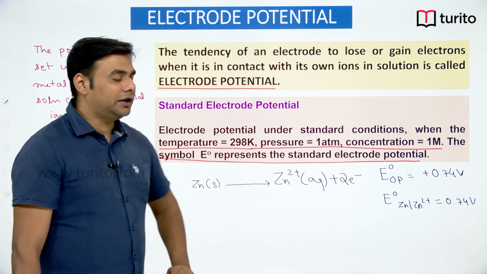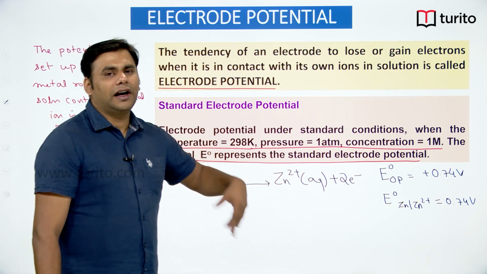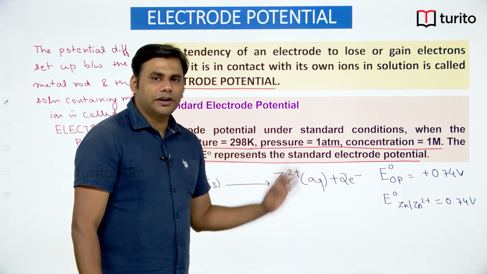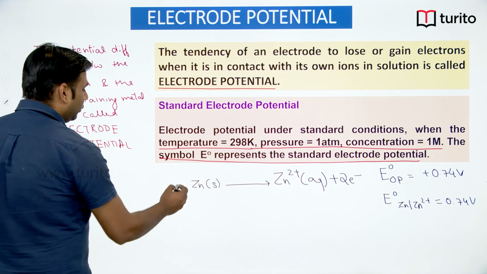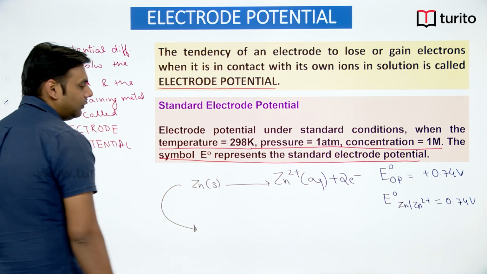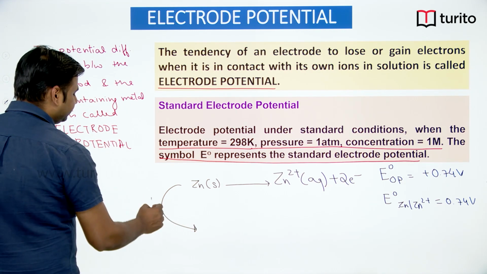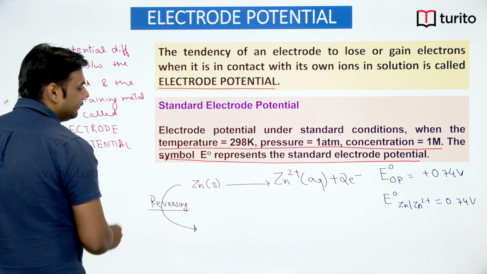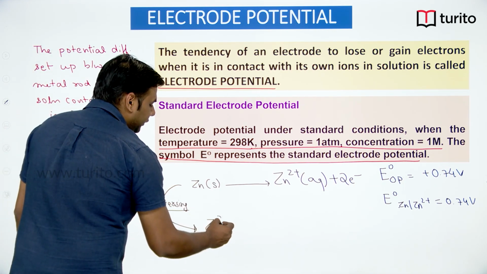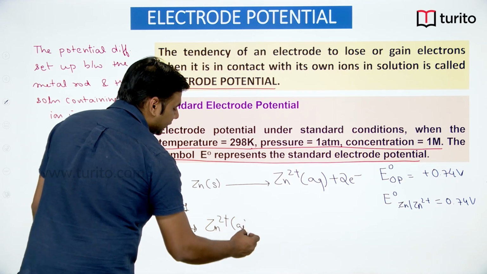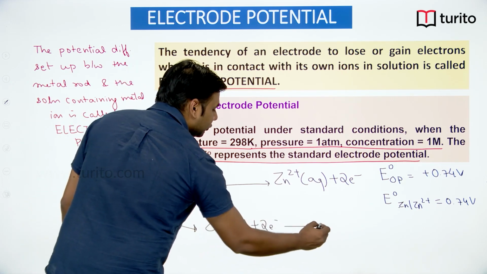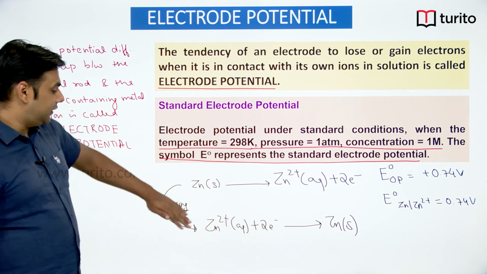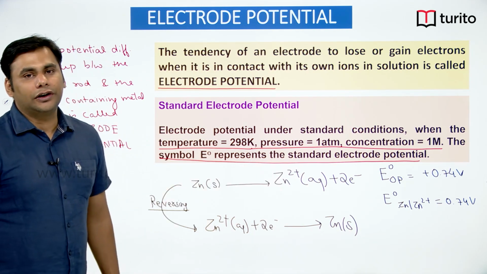Okay, so the oxidation reactions, we'll write their oxidation potential. The oxidation potential of zinc is 0.74. Now if we are reversing the reaction, this would become zinc 2 plus aqueous plus 2 electrons changing into zinc solid. So what is happening in this case? This is reduction of zinc 2 plus.